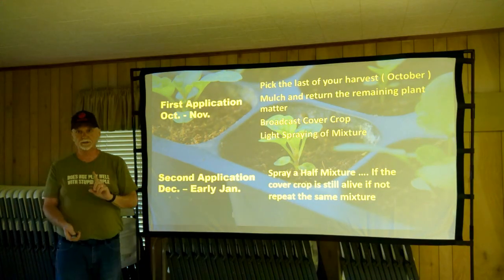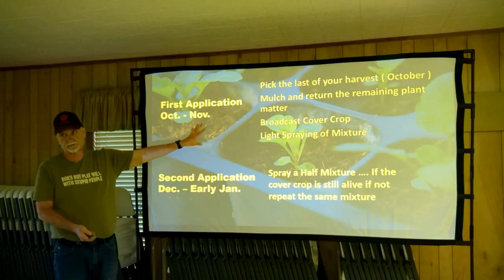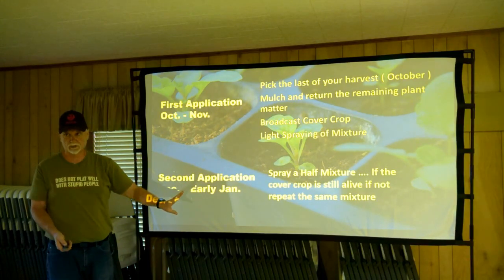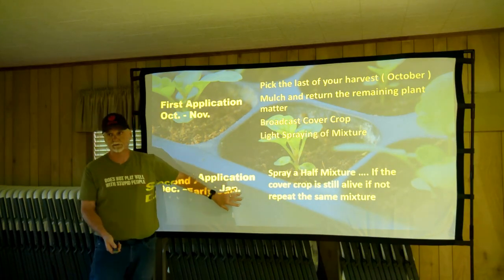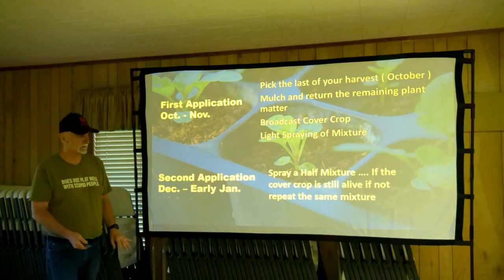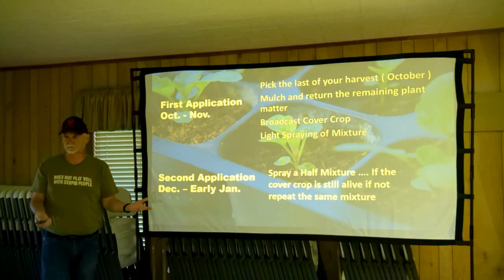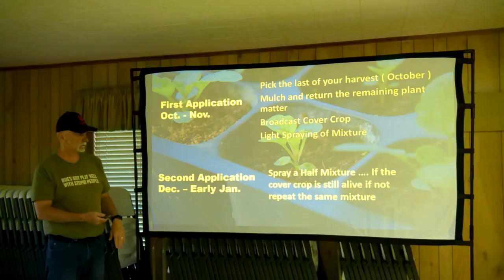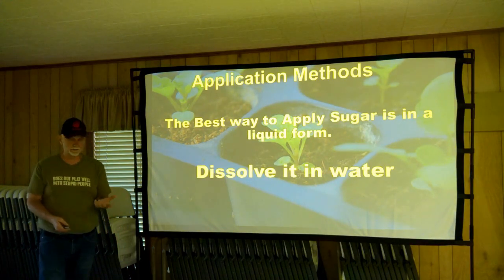If you're not using a cover crop, you use the same strength that you had up here. If you're using a cover crop, because it can damage your cover crop, you cut it in half. Okay, so you do those same mixtures for 2 to 4 gallons instead of 1 gallon, or 1 to 2 gallons. So, anyway, the application method.